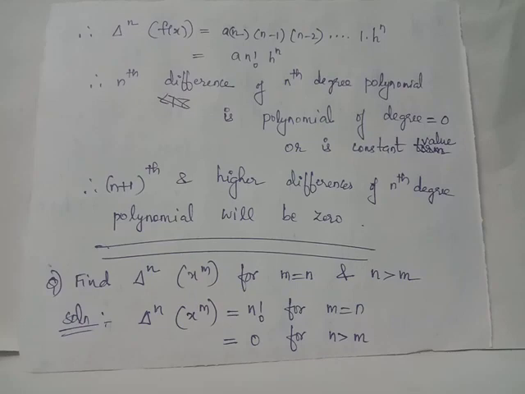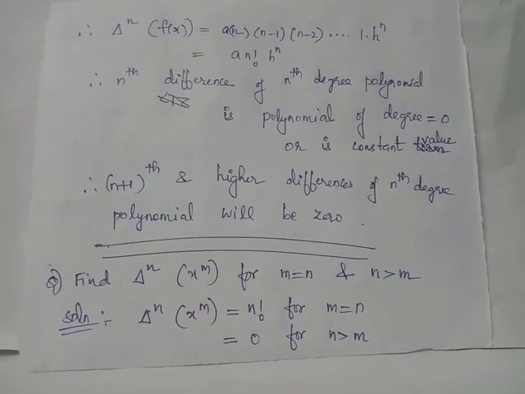Since the forward difference operator operated on a constant value will always be 0, the (n plus 1)th difference of an nth degree polynomial will be 0. Similarly, higher differences of an nth degree polynomial will be evaluated as the forward difference operator operated on 0, which will all be 0.